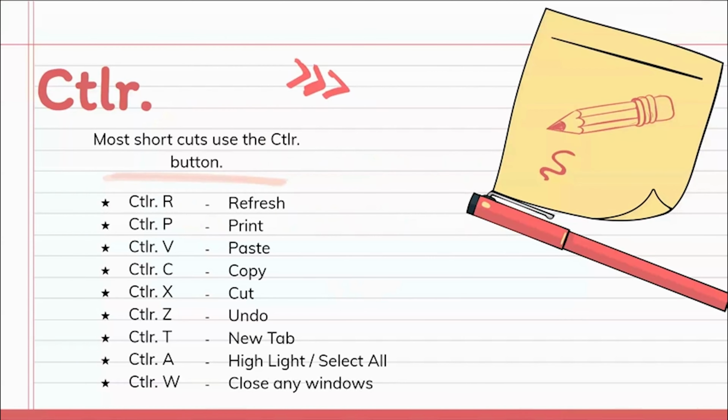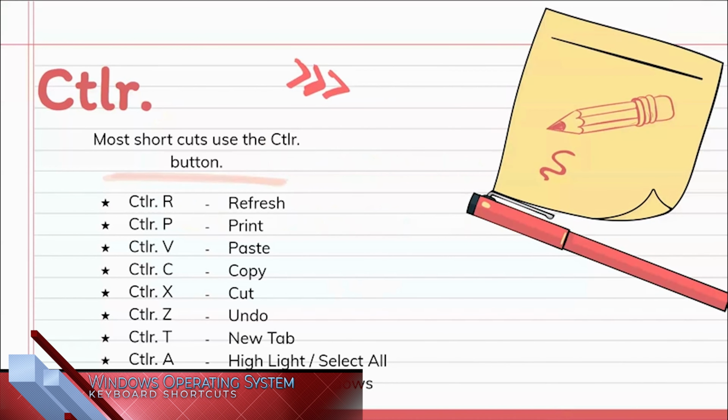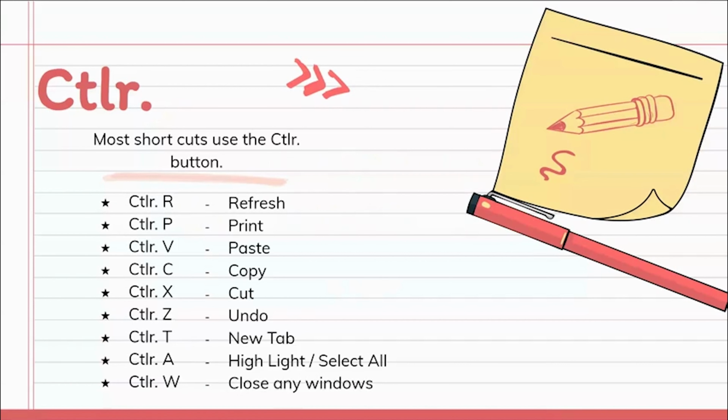A lot of us may use many of these shortcuts already, such as using the control button to help refresh the computer, print, or copy and paste. So some of those shortcuts are Control R, which is to refresh the page. This helps if something has not been loading and it refreshes the page. So hit Control R.